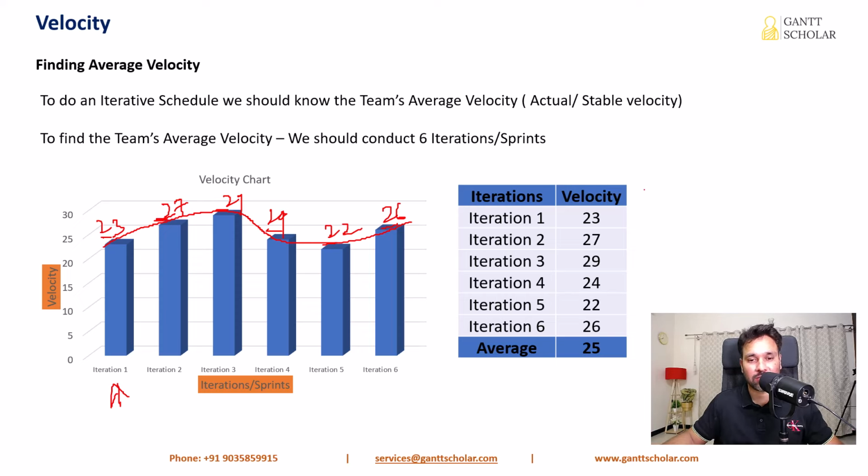So here we have the table. What we do is add up these numbers, 23 plus 27 plus 29 plus 24 plus 22 plus 26, and divide the total value by 6 because we have 6 values. So when you do that, we get 25 here. So 25 is the average team velocity. So keep this in mind.